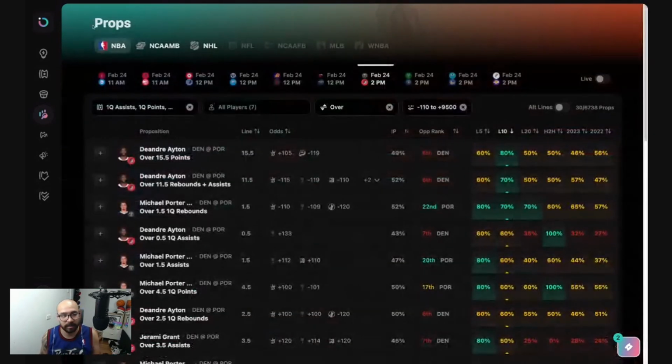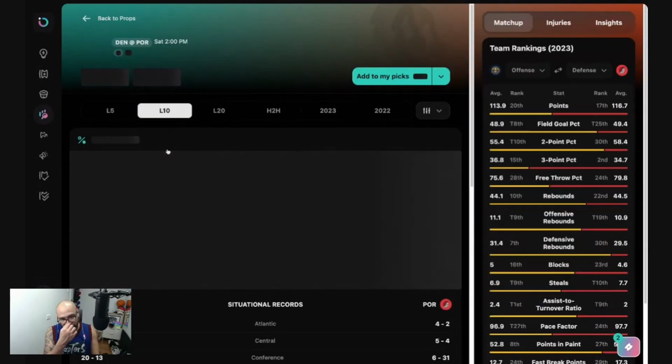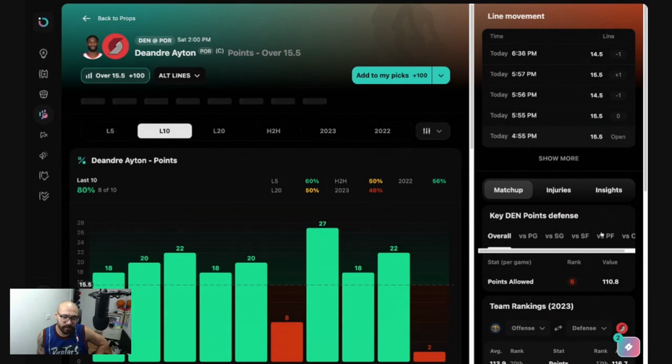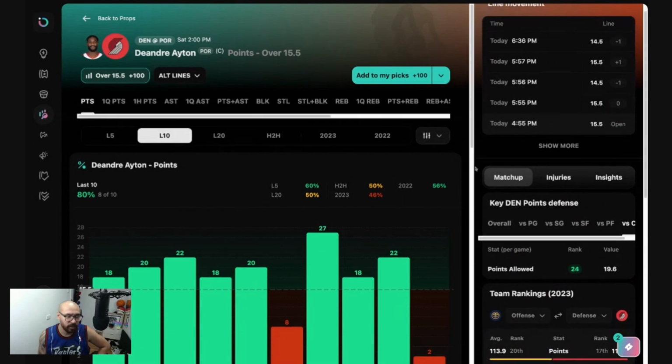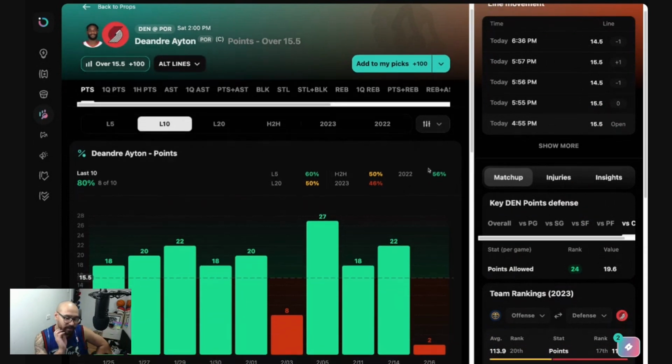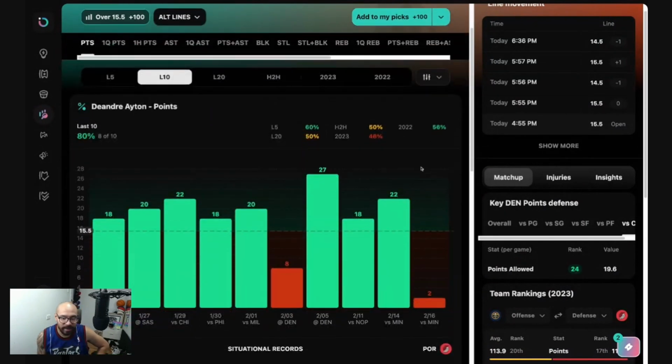But that's quite interesting. The next one, let's have a look at DeAndre Ayton, because sometimes he can really deliver, and I think he'll have a good matchup here. So line's at 15.5 points. You're getting plus money for this, plus 100. He's hit this in 8 out of his last 10 games.